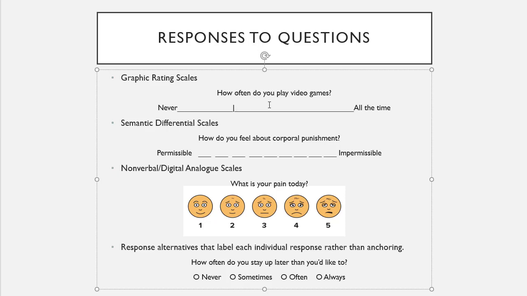With the graphic rating scale, we allow the person to just freely put a line there, and we will code what it means later on. It keeps people from using their brain too much to kind of assess how much they might be playing a video game.